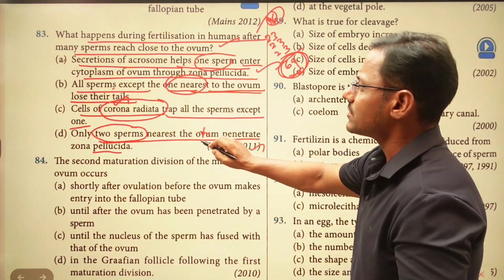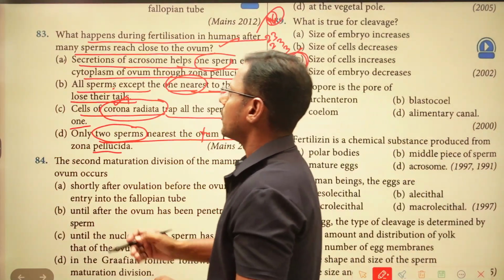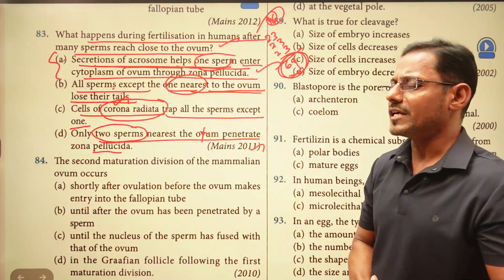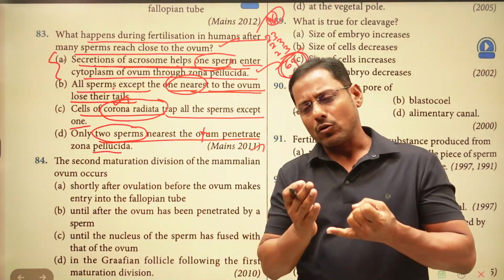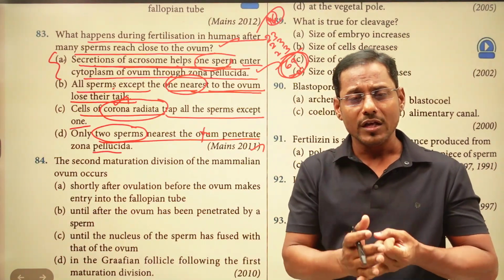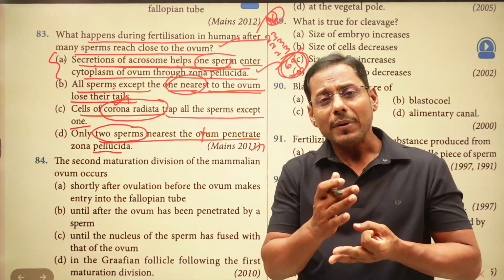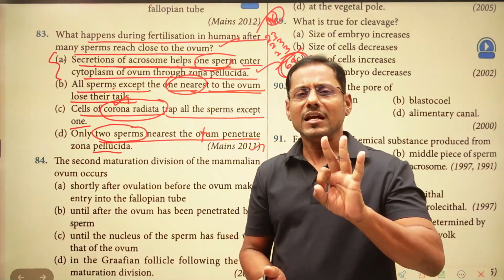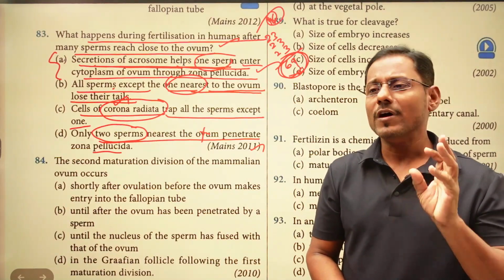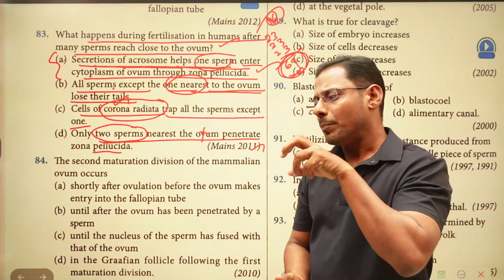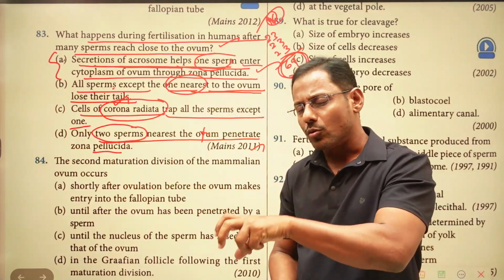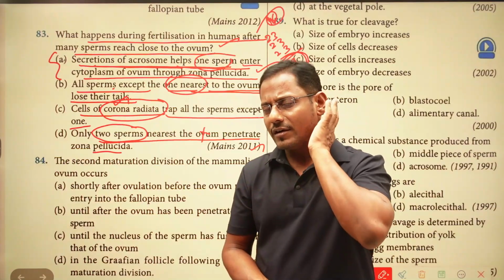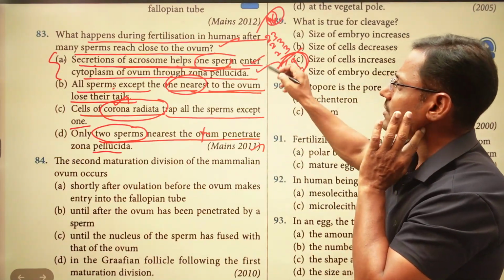So this is also a wrong answer. Ultimately we can say that the first option given here, secretions of acrosome, is right. What are the secretions from the acrosome? Generally acrosin, hyaluronidase and corona penetrating enzymes. These three are released from the acrosome when they bind to the particular receptor present on the zona pellucida of the ovum. Then only the acrosomal reaction takes place, right? So this is the right answer.